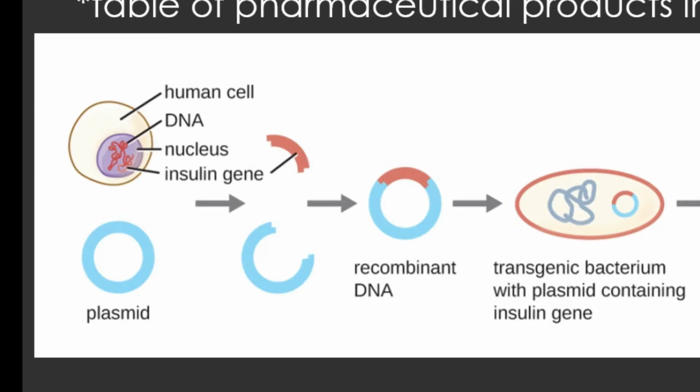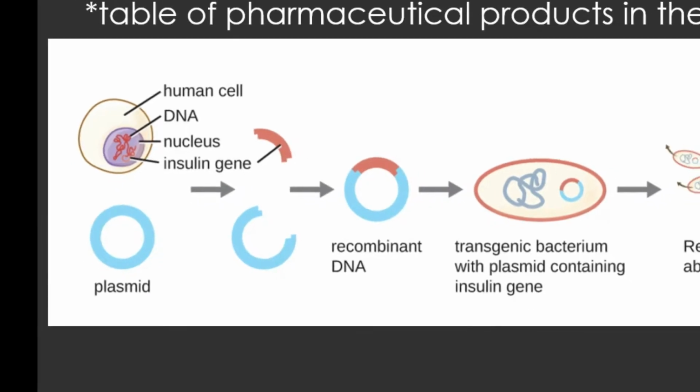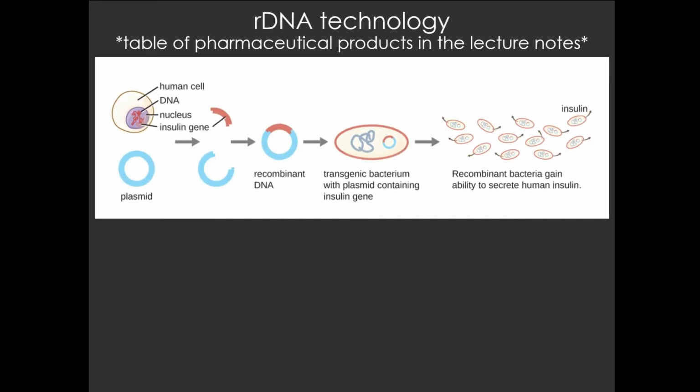That plasmid itself is recombined because it has the plasmid DNA shown here in blue and the human DNA shown here in red. And then you have to get that DNA into the bacterial cell, creating that recombinant cell, which will then transcribe and translate the human insulin. And then you've got to collect that insulin in enough quantity that can actually be commercially useful to you.